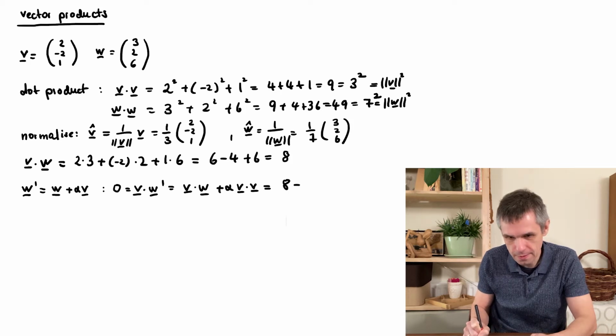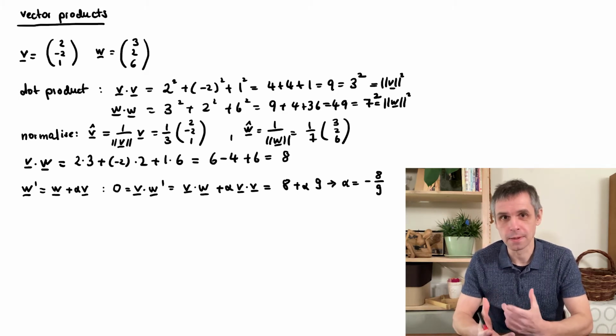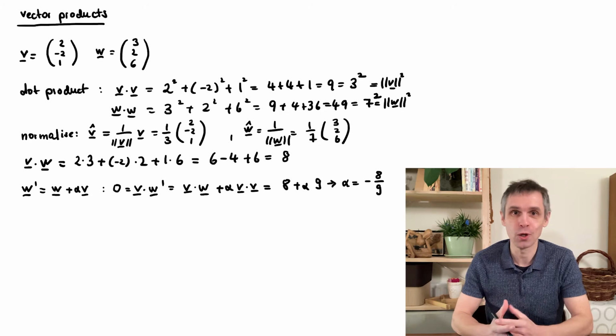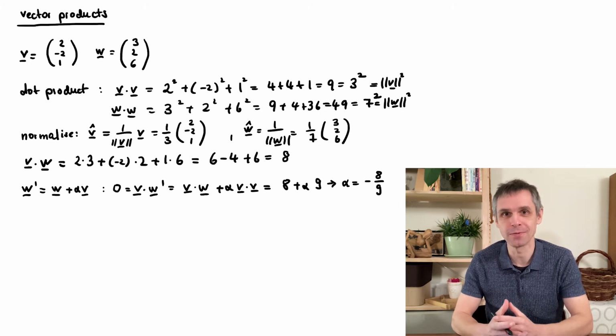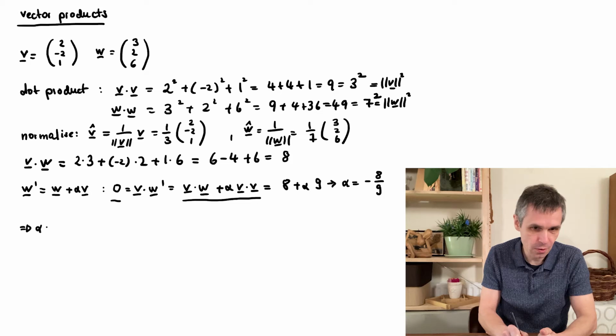So here we have 8 plus alpha times 9. And therefore, when we set alpha equals to minus 8 divided by 9, then we obtain a vector which is orthogonal to v. So here we have done this concretely with numbers, but this can also be written in a more general form, and this helps us to introduce another product between vectors. For this, we solve this equation here just generally for alpha. So alpha then comes out to be the negative of the dot product between v and w divided by the dot product of v with itself.